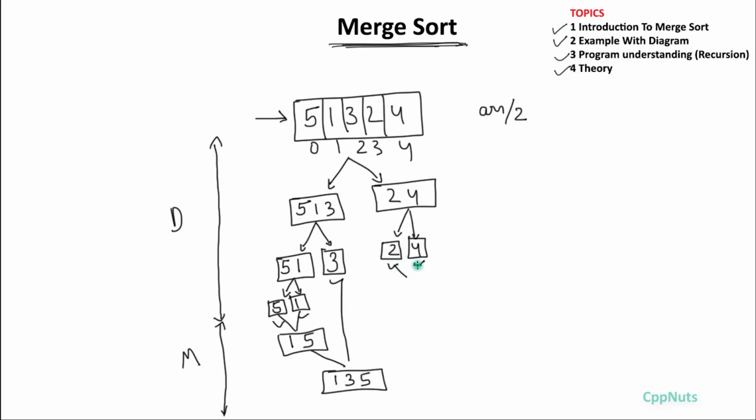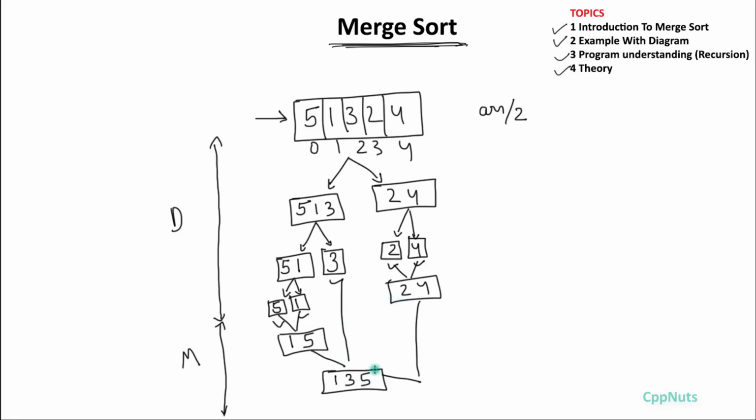Now you will merge 2 and 4, then it will be like 2 and 4 because they are already in sorted form. Now you will merge these two, okay. Then it will be looking like 1, 2, 3, 4, 5. We know that, but how it will look 1, 2, 3, 4, 5? What is the merging process? Let's understand with this example.